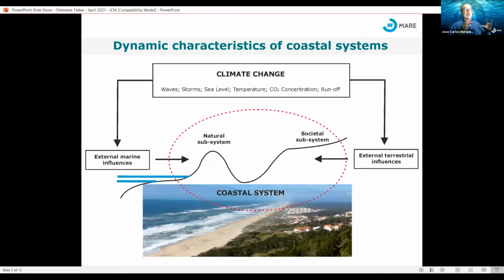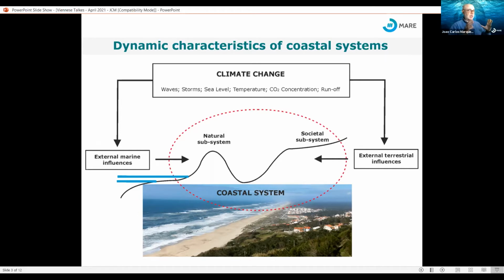But climate is a new aspect that we have been exploring when we look upon coastal ecosystems, because it influences not only the external marine influences, but also the external terrestrial influences that act on the coastal ecosystem. We are talking about bigger waves in the winter. We have been observing that. The amplitude of the waves is increasing. Stronger storms. Of course, we talk about sea level rise. And all this is connected with temperature rise, related with CO2 concentrations. This implies that runoff is also changing, sometimes increasing, sometimes decreasing. All this affects the coastal system that includes the natural subsystem, of course, and the societal subsystem.